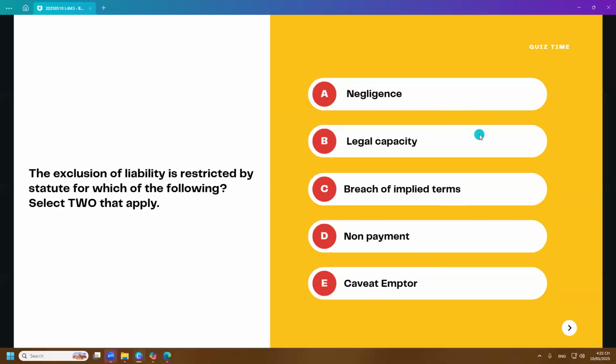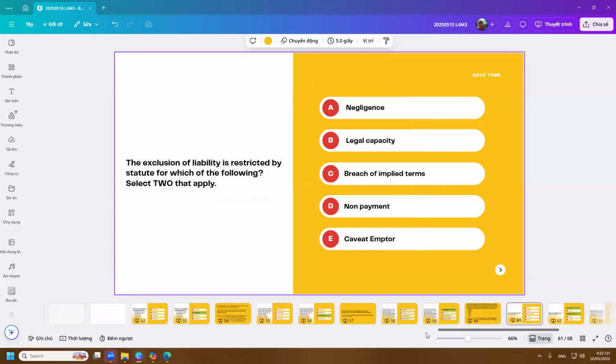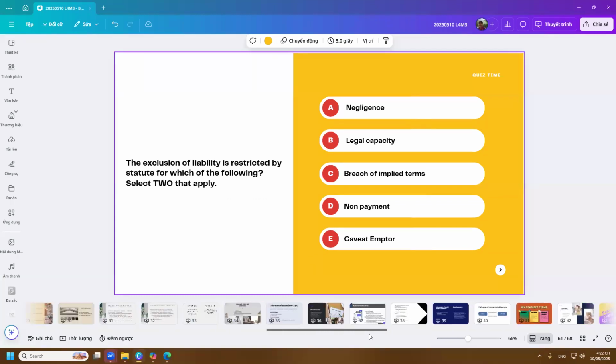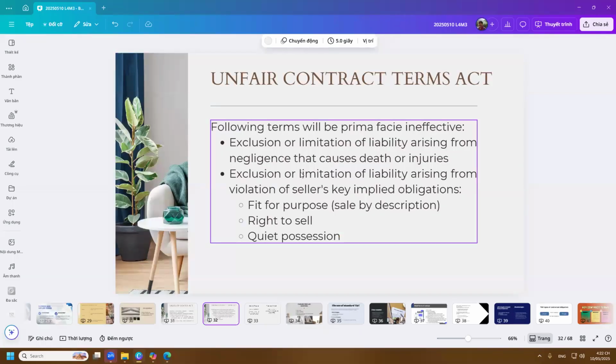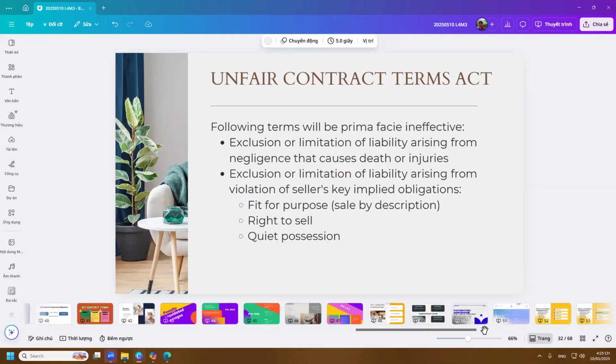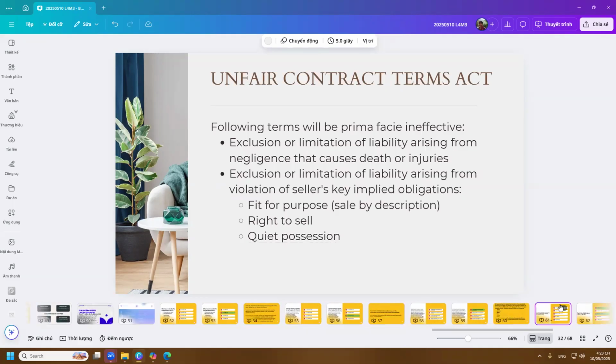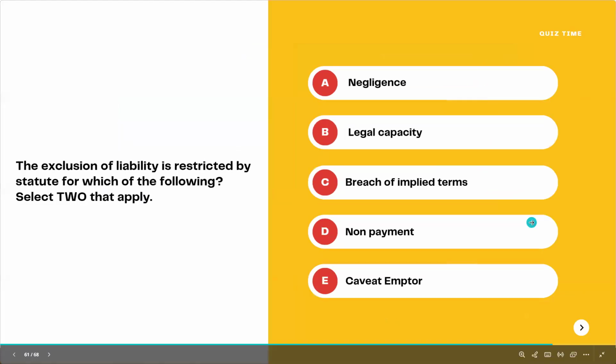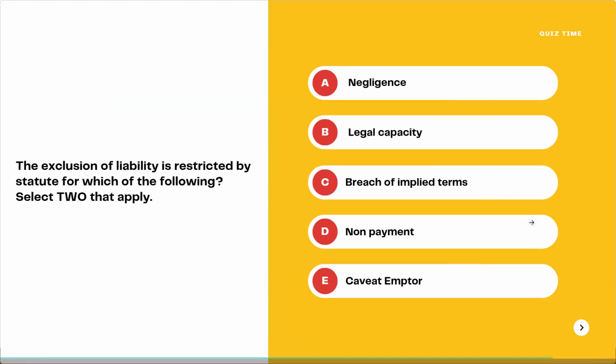So if we scroll back to the Unfair Contract Terms Act slide here, you can see that we have two types of exclusion that are prohibited. First, those arising from negligence, right? And second, those arising from breach of implied term. So the answer here should be A and C: negligence and breach of implied term.